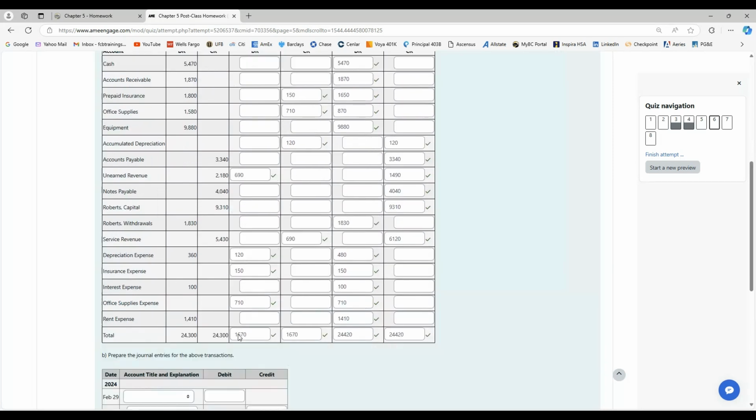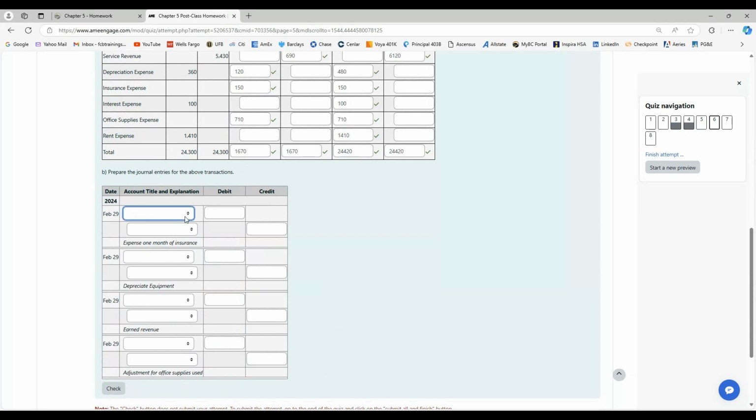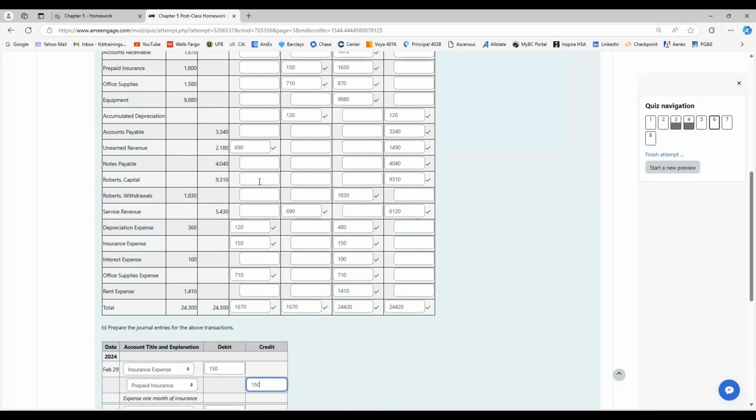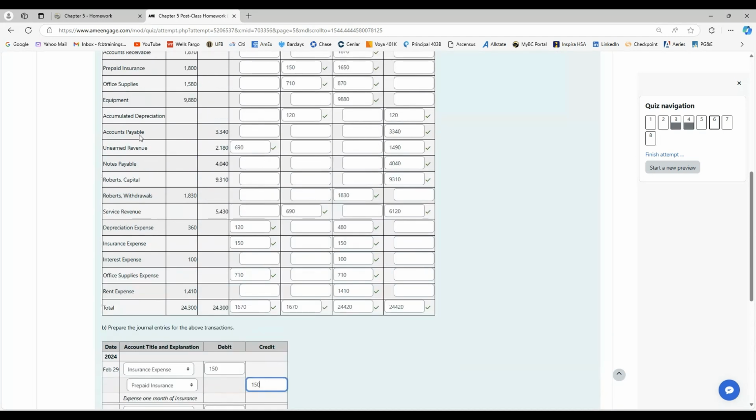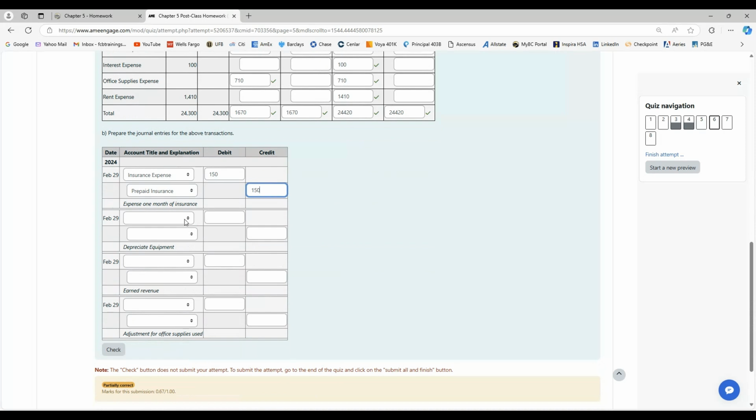So prepaid insurance and insurance expense for $150. Insurance expense and prepaid insurance for $150. And this is just the journals basically that correspond to the adjustments, right, in those adjusted columns. The depreciation was $120. So depreciation expense and accumulated depreciation 20.